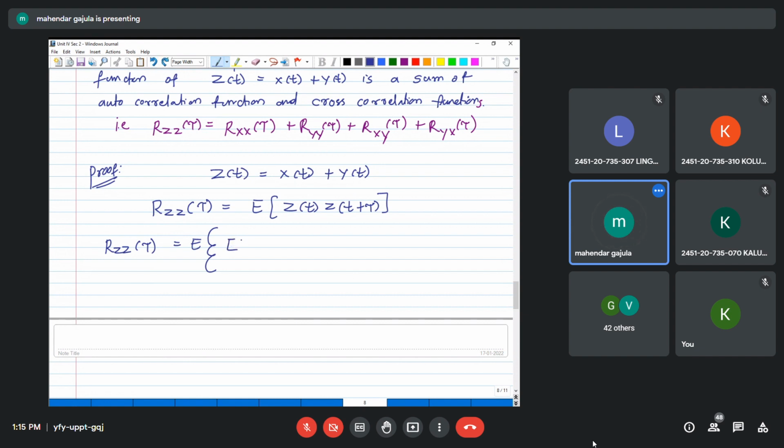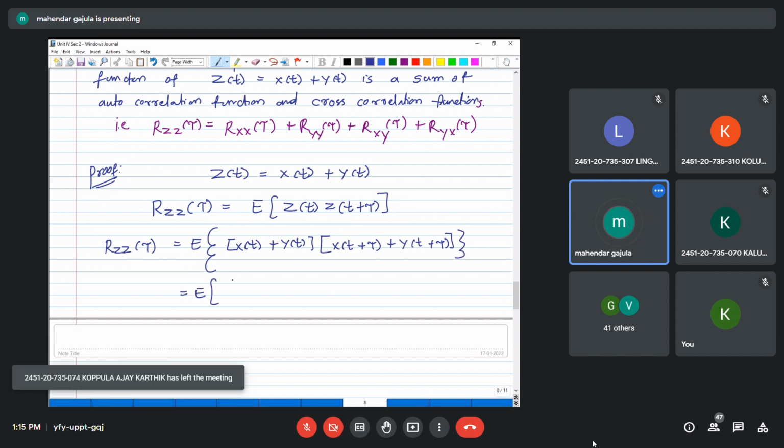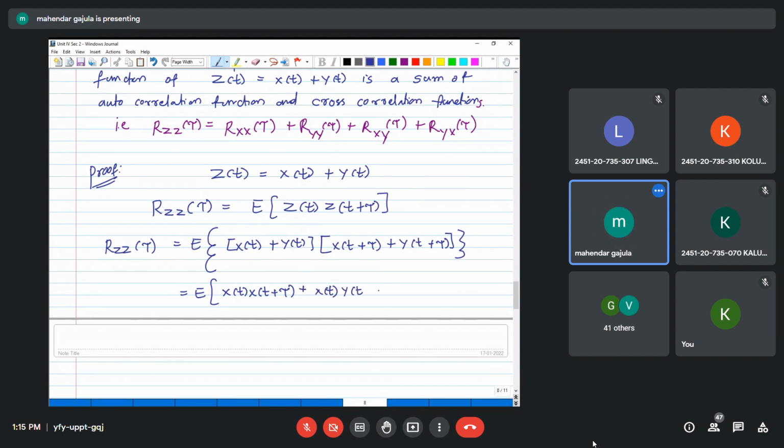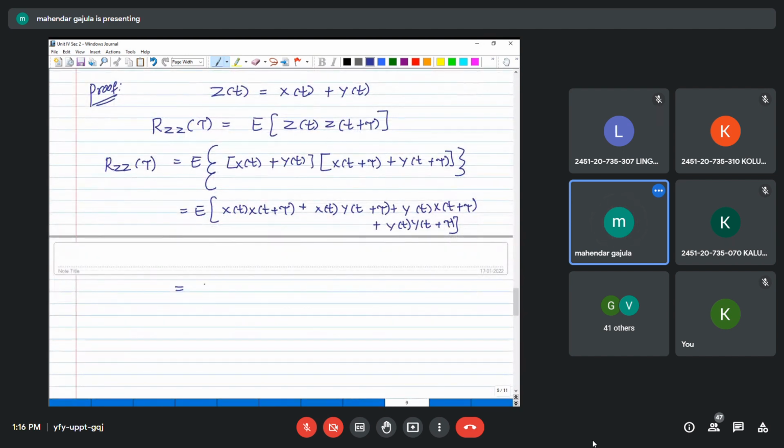It is xt plus yt. And what is z t plus tau? In place of t, you have to write t plus tau. So xt plus tau plus y t plus tau. Right. Now let us multiply this: xt with xt plus tau. Next, xt with y t plus tau. Next, yt with xt plus tau. I'm multiplying with combinations. The last one is yt with y t plus tau. Now let us apply this expectation operator on the four terms.